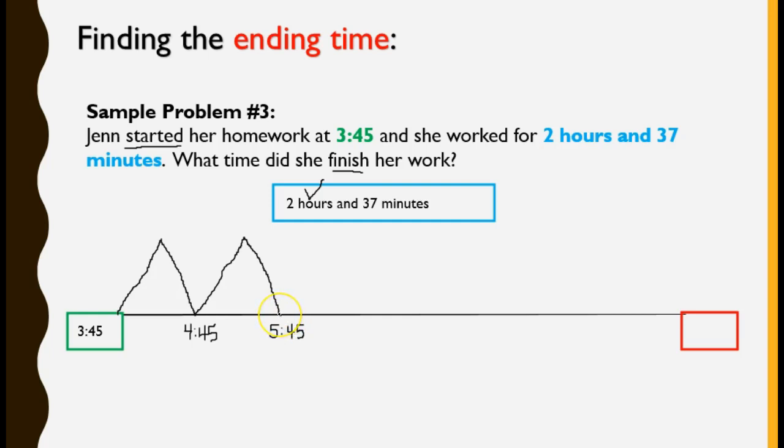Okay, so I am going to make a hill. There's lots of different ways to do it. You can do what works best for you. I think I'm just going to do 10 minutes. 5:45 plus 10 minutes is 5:55. Okay, so now I'm coming to the end of the hour. So plus 5 minutes would be 6 o'clock, and then 5 more would be 6:05.